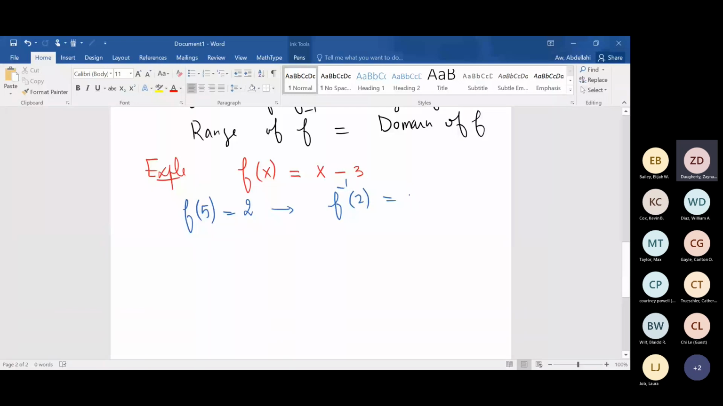What is f inverse of 2? Clearly, it's going to be 5, right? You see, f of 5 is 2. I have 5 plugged in using f and I get 2. So now, if you do f inverse, f inverse of 2 is 5, right? The other way around. Okay?